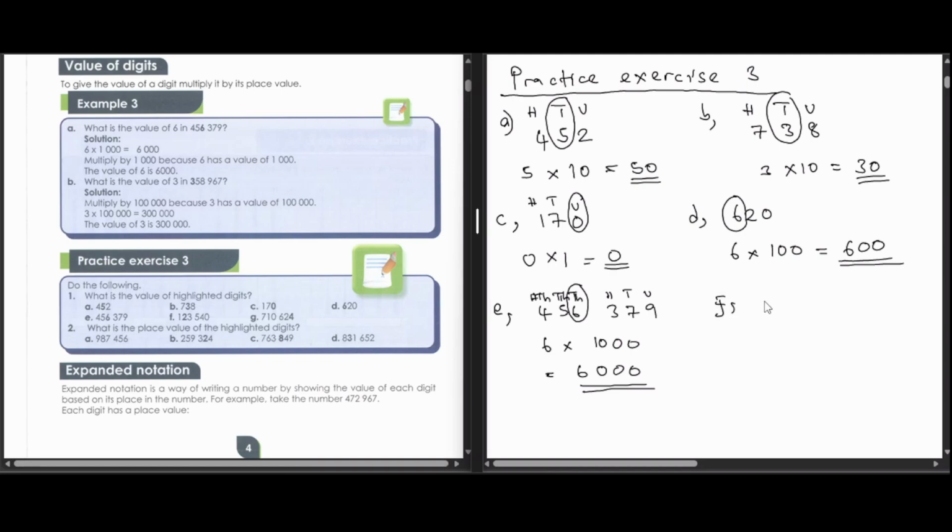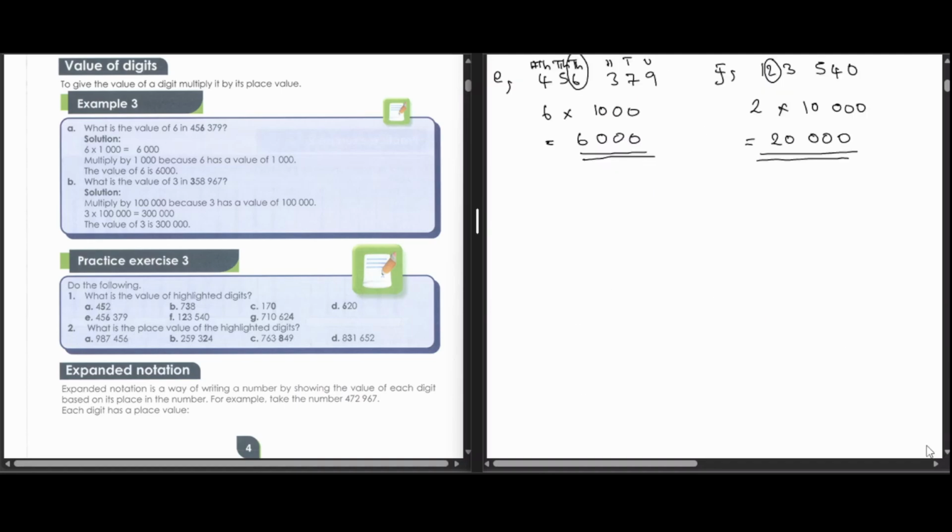Pa F pane 123,540 like this. Highlighted is the 2 unoyu. Anenge ari under 10,000s. So 2 times 10,000. The value of 2 ndi 20,000. Like that. Then from F takaenda pa G.